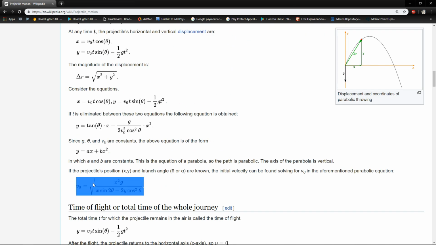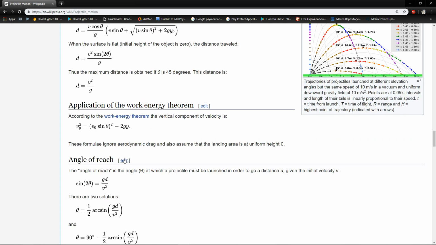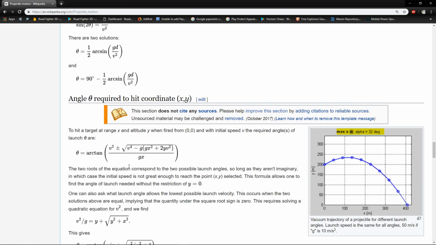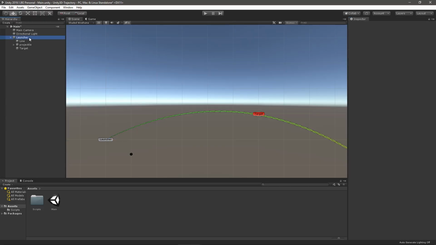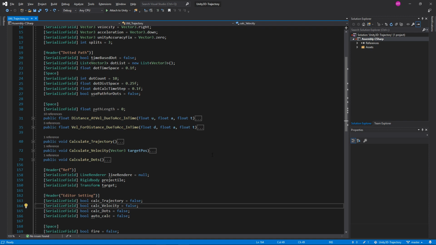So we're gonna use this equation, which will calculate the magnitude for the theta at which we are launching, and this one, the angle of reach: angle theta required to hit coordinate x and y. As we saw, at a given magnitude there were two angles that were hitting the target, so this plus and minus is gonna give us both those angles. So let's implement them, and let's start with our beautiful script that we have created.